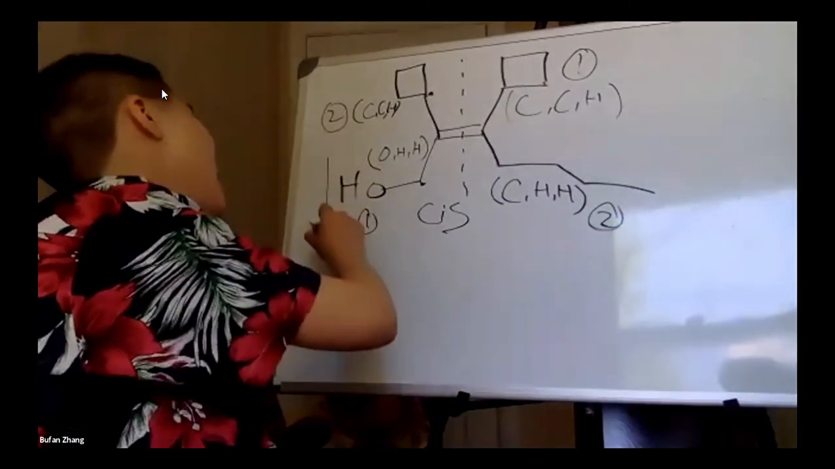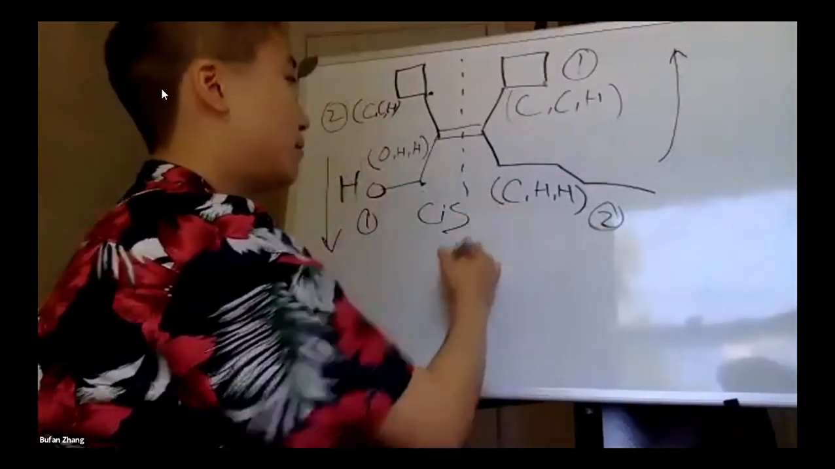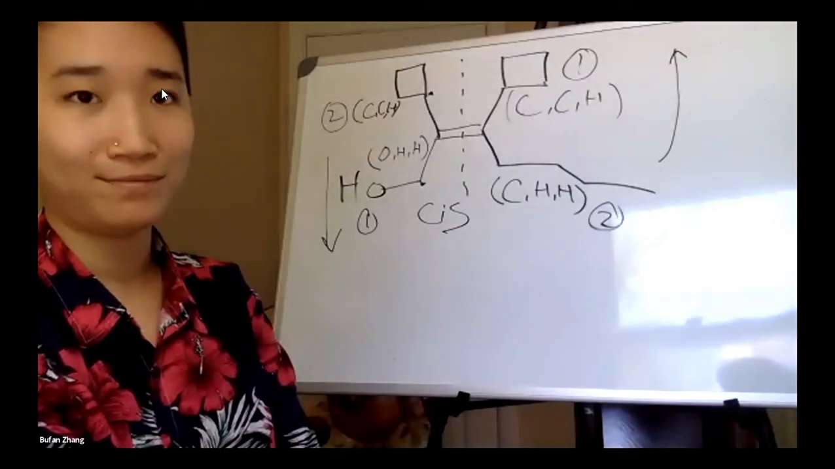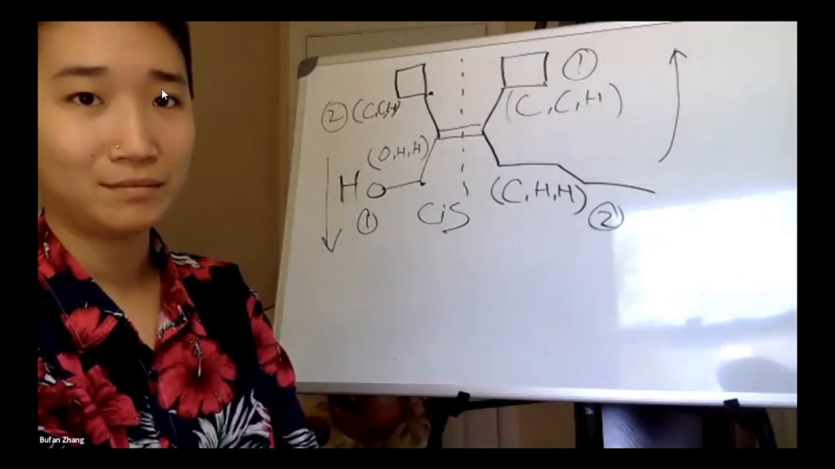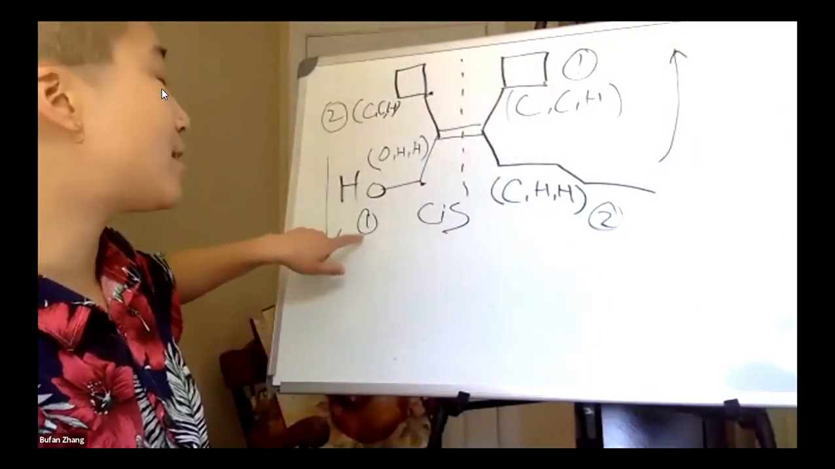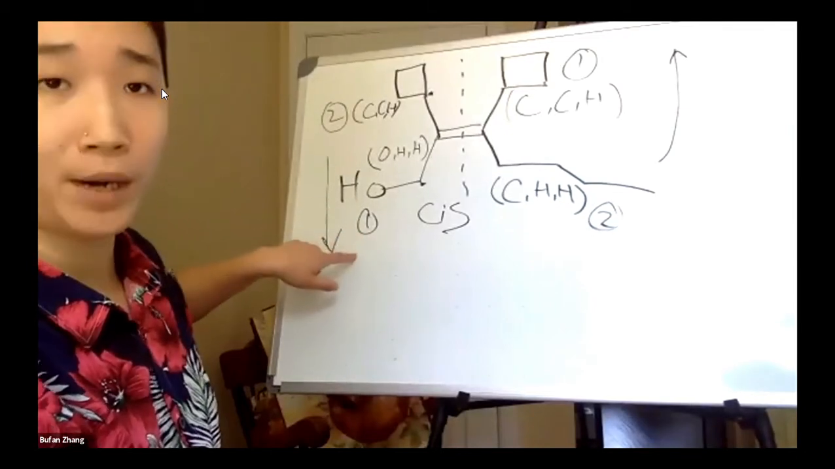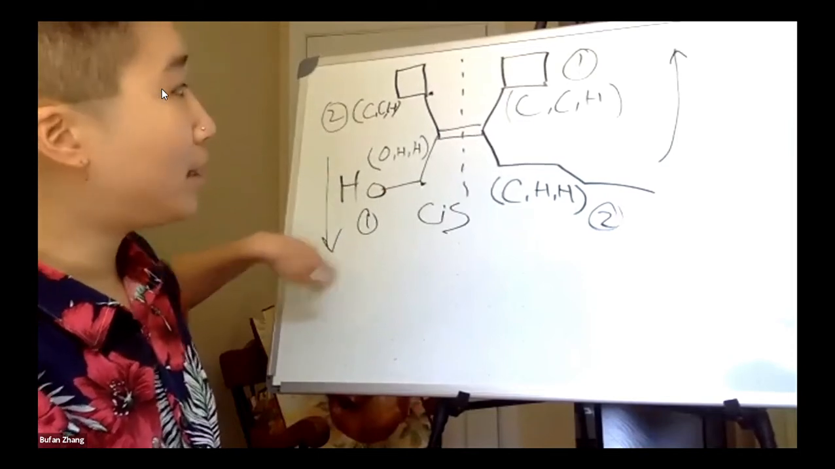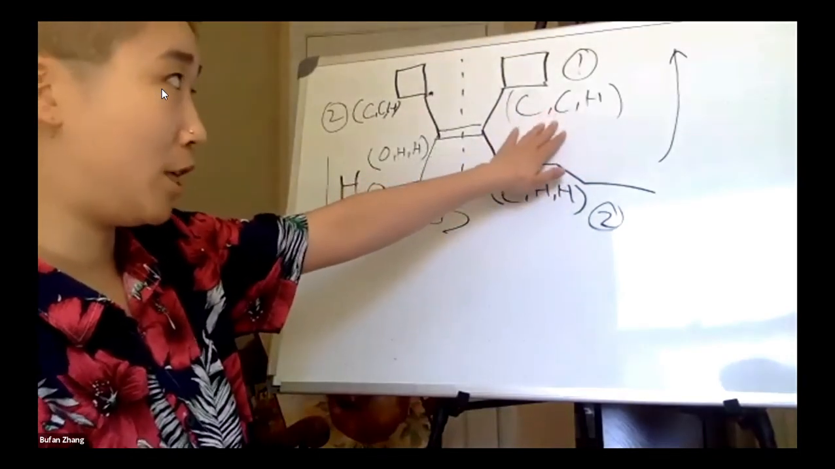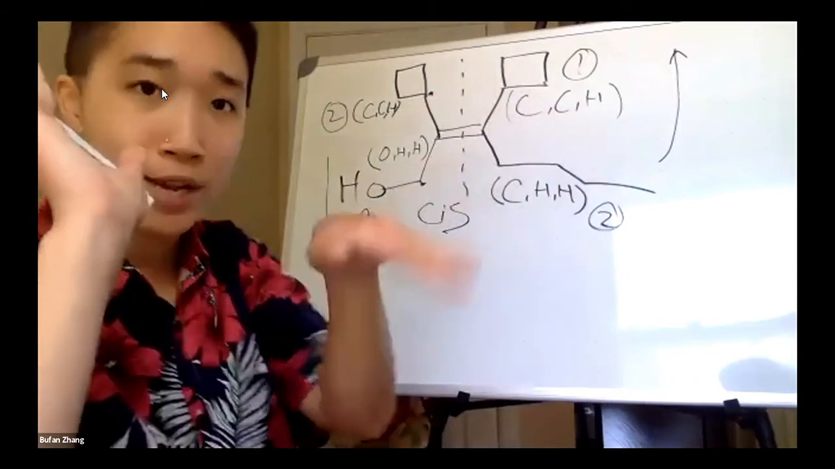So here my arrow goes down. Here my arrow goes up. Is it E or Z? Because my arrowhead points towards the higher priority. So my higher priority here is on the bottom, therefore my arrow points down. But on my right-hand side, my higher priority is on top, therefore my arrow points up. So they're going opposite directions. So this is an E.